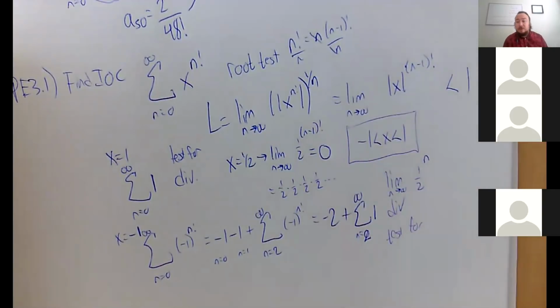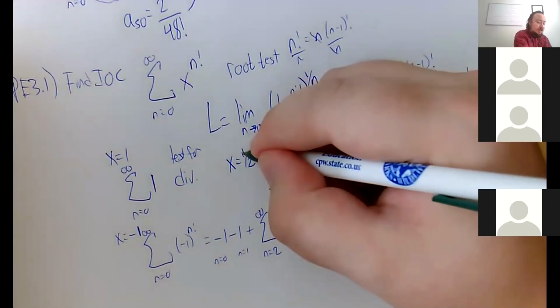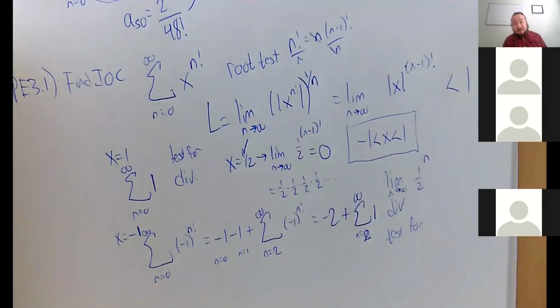And remember, whatever we get for our limit here, it needs to be less than 1. So if we got 0, this would be okay. But the opposite would happen if I did something like x equals 2, which is not in here. That's going to keep getting bigger and bigger if I multiply it by itself. So that will not be less than 1 in the long run.